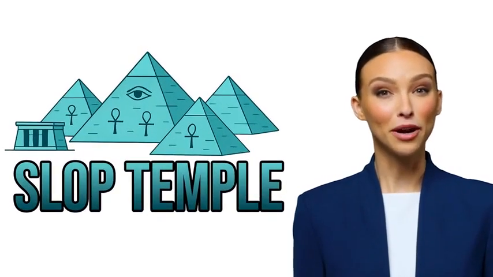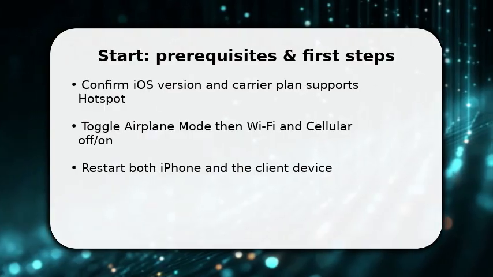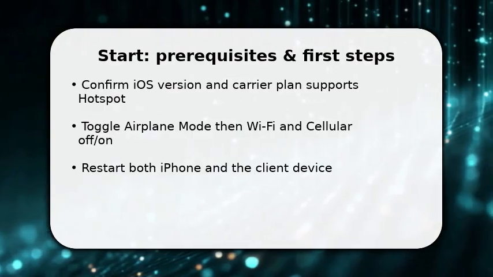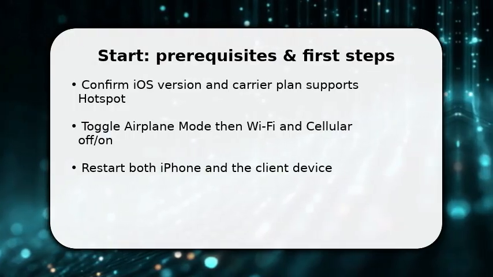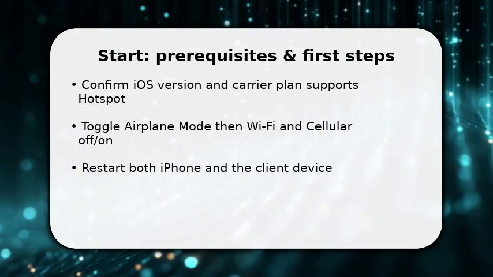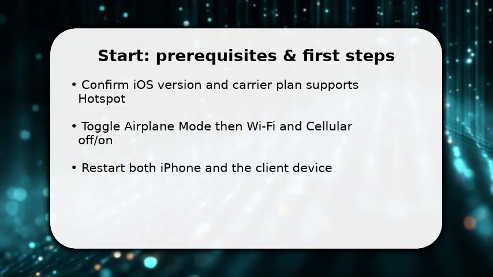We pray this video helps. You start by confirming prerequisites. Check iOS is up to date and your carrier plan allows personal hotspot. Once confirmed, toggle airplane mode for 10 seconds to clear radios, then re-enable Wi-Fi and cellular. This resets temporary network states.